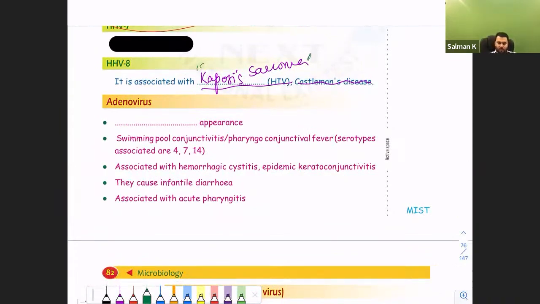HHV8, it is going to cause what? Kaposi's sarcoma. That's the word right here for you. Kaposi's sarcoma, only in HIV patients. This is all going to happen in which patients? HIV patients. Okay, so that's about herpes family. Okay, now have a look at this.